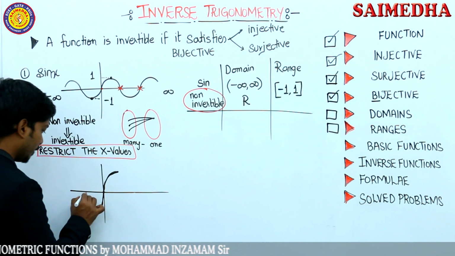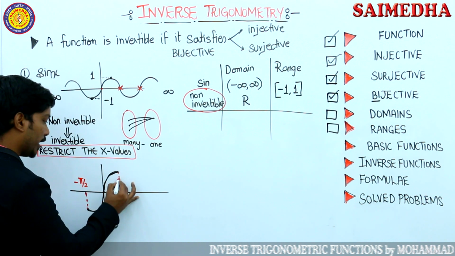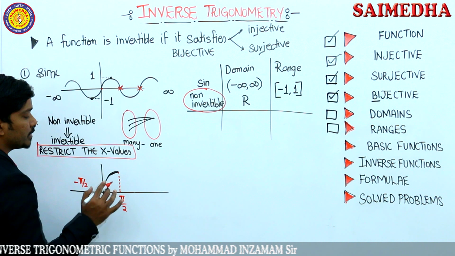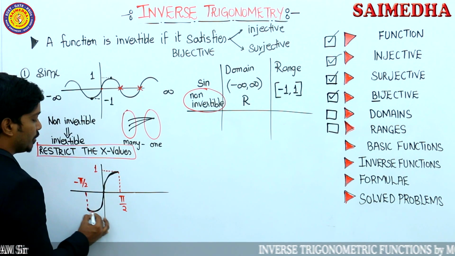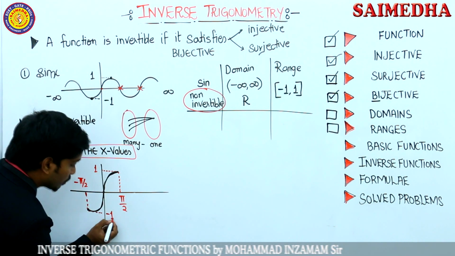From where it is starting? It is starting from minus pi by 2. Where it is going to end, guys? Plus pi by 2. We changed only the x values. The y values remain the same. Y values are what? Plus 1. Y value is what, guys? Minus 1. Okay? Now this diagram is called as what?